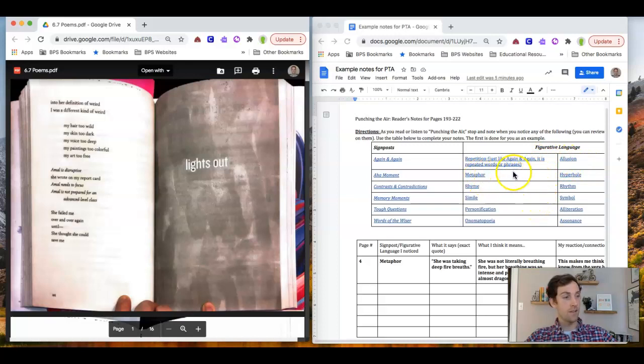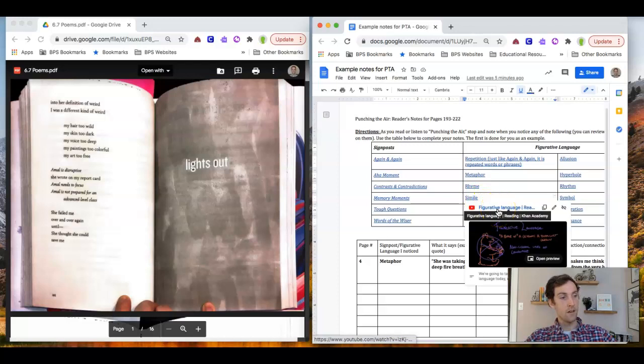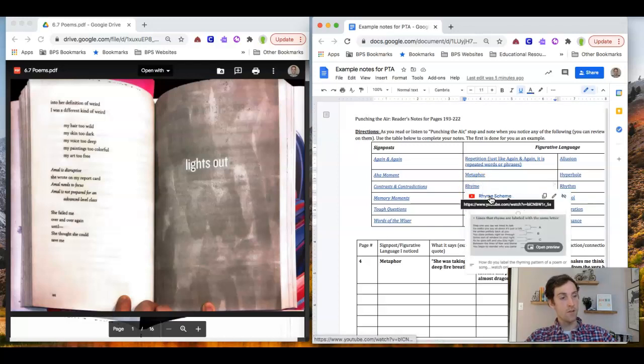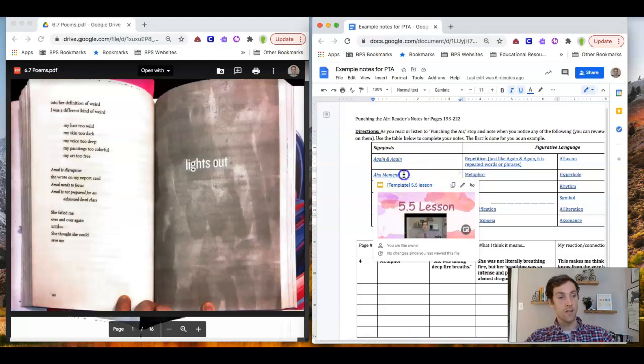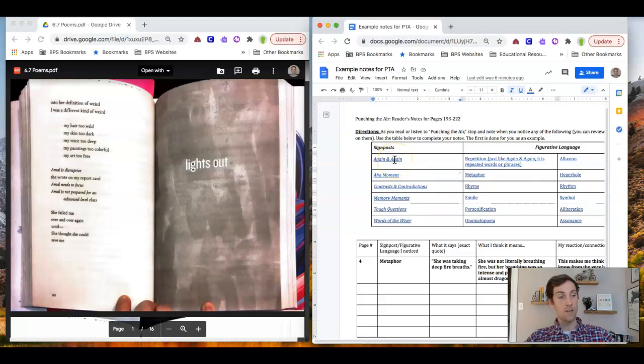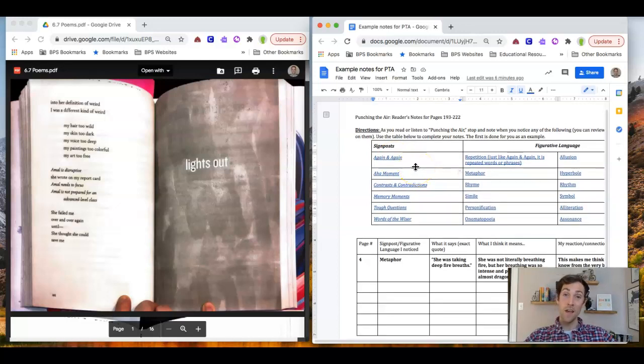If you're looking down this list and you don't know what that means, this is a hyperdoc. You can click on the words and it will take you to a video or a website which will teach you about that word. We are also looking for signposts. These are things that we learned in Unit 5, but again, if you do not remember them, you can click on the words and it will take you to the lesson where you learned that signpost. You have to demonstrate that you can find these things and think about them while you're reading.